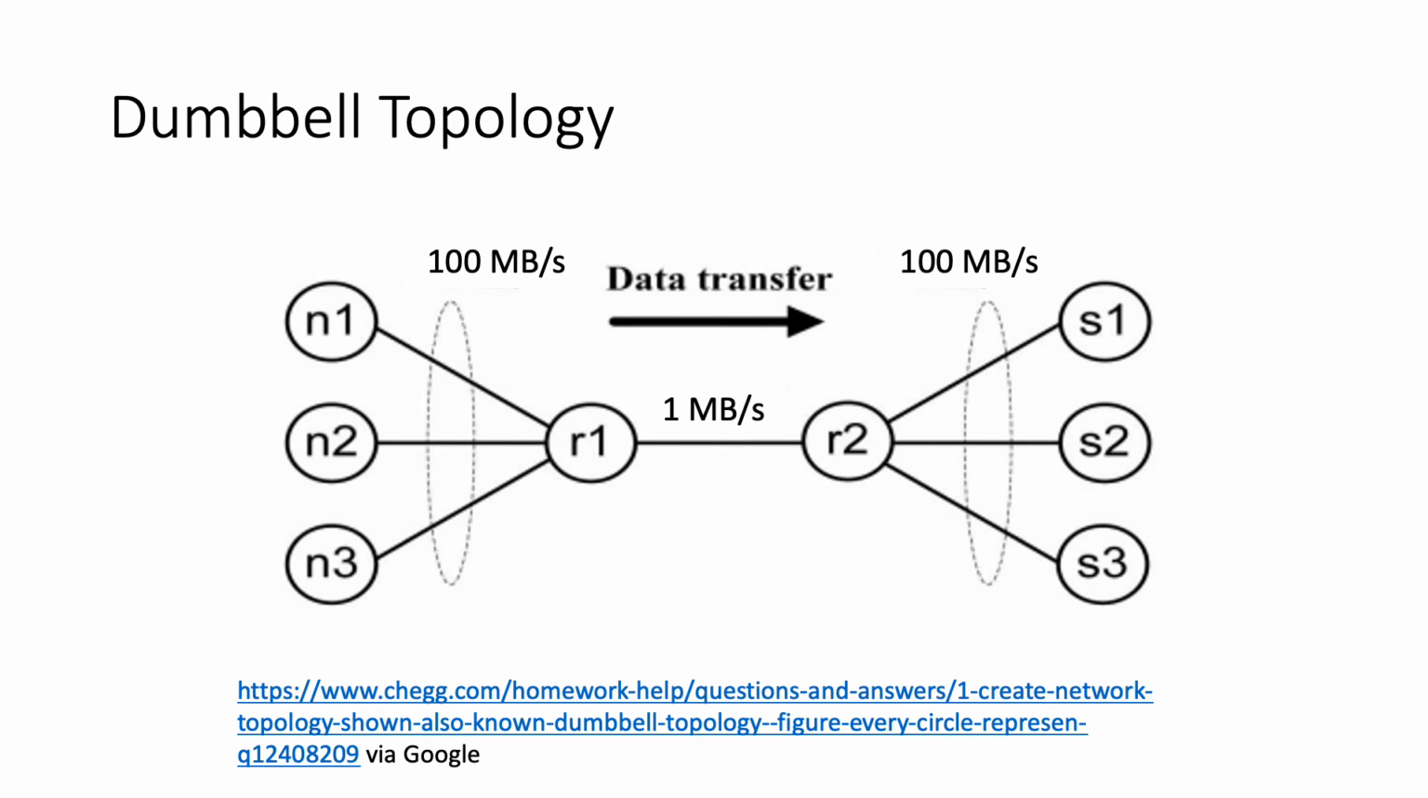We're using a standard dumbbell topology in our simulations. I've superimposed a few of the characteristics, or properties, of our dumbbell onto this image. Namely, the bottleneck link is 1 megabyte per second, and the leaves or the last mile links are 100 megabytes per second. All of the sources are on one side of the bottleneck, and all of the sinks are on the other side.